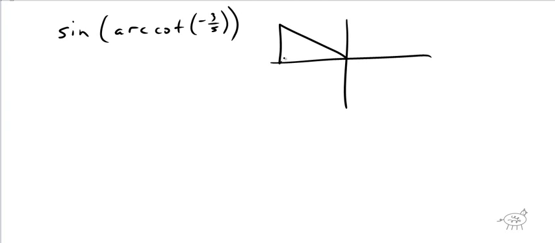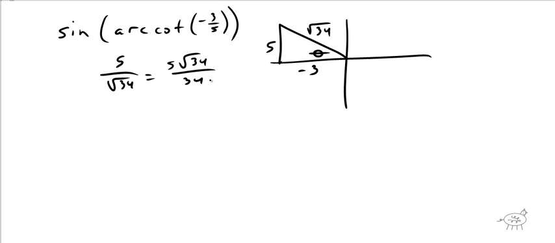And then, of course, you know cotangent is the x over y. So it's going to be negative 3 and 5. And then this is going to be, using Pythagorean theorem, root 34. So this is my theta, and then I say, well, what's sine of that angle? Well, sine again is y over r, so it's 5 over root 34, which is 5 root 34 over 34.